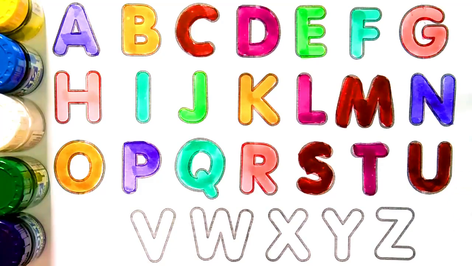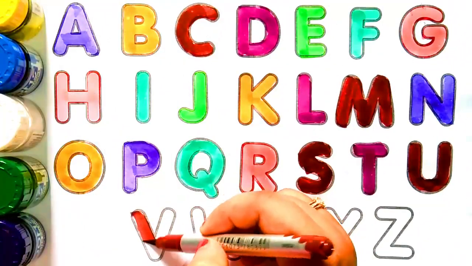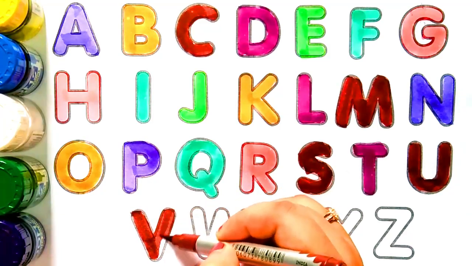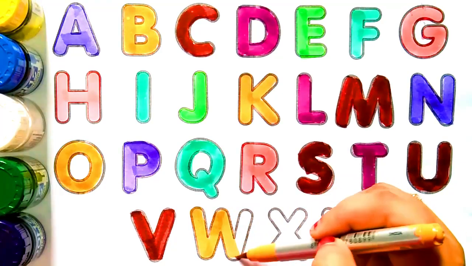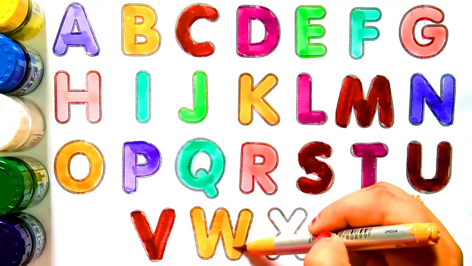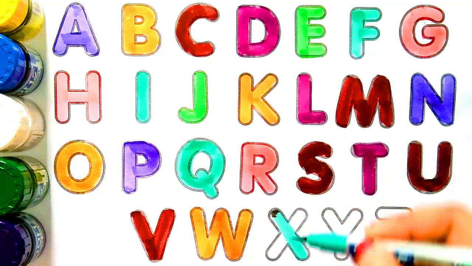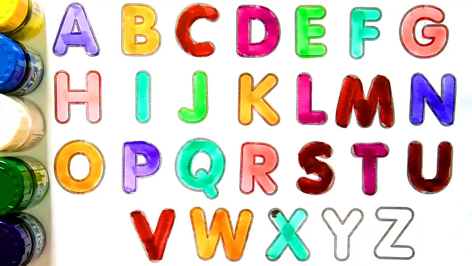U for uniform, U for uniform. V for van, V for van. W for wolf, W for wolf. X for xylophone, X for xylophone.